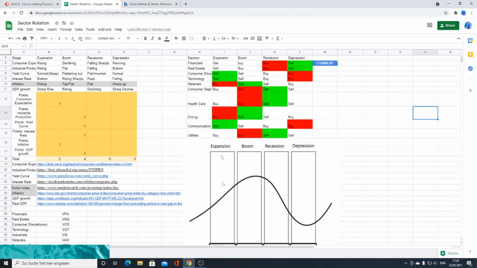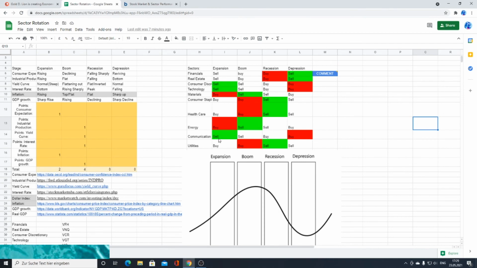So in an expansion phase, tech will perform really well, like communication services and technology. That's why in this indicator up there, it tells you to sell, because you want to buy low and sell high, right? You can wait for a moment that you like, where it's a good time for you to sell. And that's why it shows sell right here.